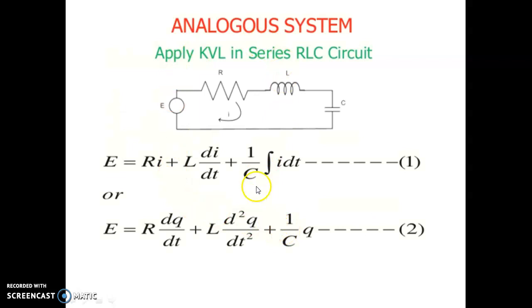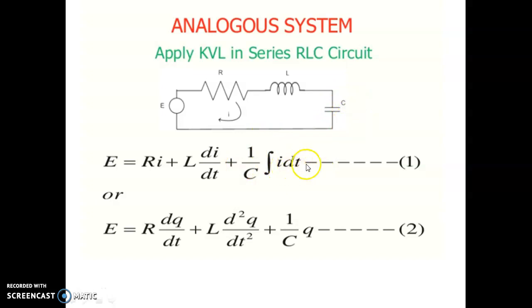So next is the analogous system. An analogous system means a mechanical system that is analogous to an electrical system. The same mechanical parts, we can show in terms of an electrical system; that is an analogous system. So we have one example. We have an RLC circuit, so we apply KVL: E is equal to Ri plus L di by dt. For inductance, we already know the differentiation. For capacitance, 1 by C integration of i dt, right?